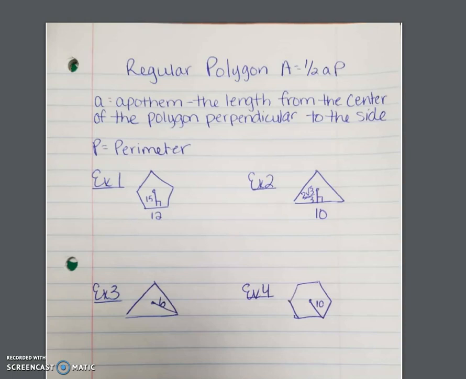Okay, so today's lesson is on regular polygons, and the area formula for regular polygons is A equals 1/2 a times P. We have a, which stands for the apothem, pronounced apothem, which is the length from the center of the polygon perpendicular to the side. So that would be the 15 side here on my first example. It goes from the center perpendicular to the side. P stands for perimeter, which means we're going to be adding up all the sides.